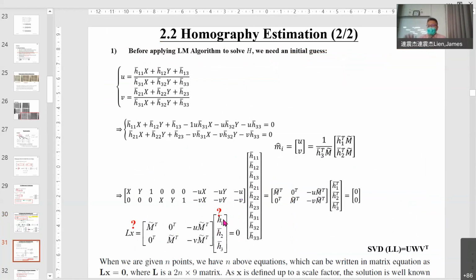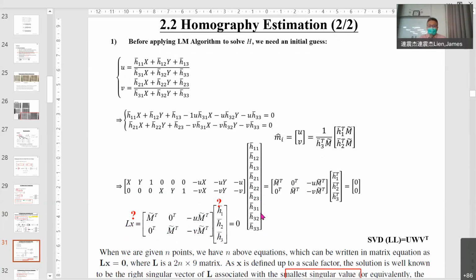But here, remember, Ax equal to b. Sometimes we try to solve A. Sometimes we try to solve x. In this case, I said Ax equal to b. Here it's Lx equal to b equal to 0. So sometimes we try to solve L, the matrix, or sometimes we try to solve x. But in this case, we try to solve H. And H is 3 by 3, with 9 elements.